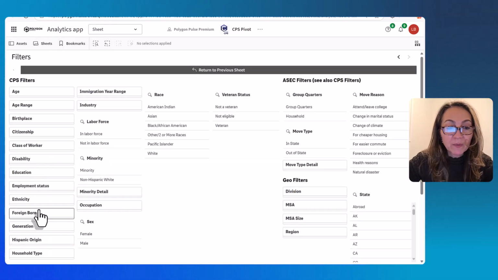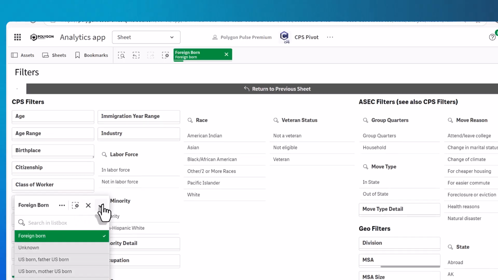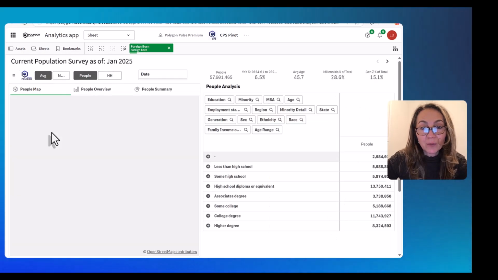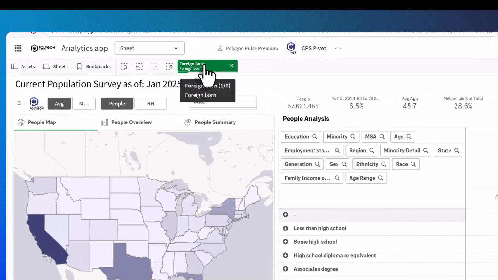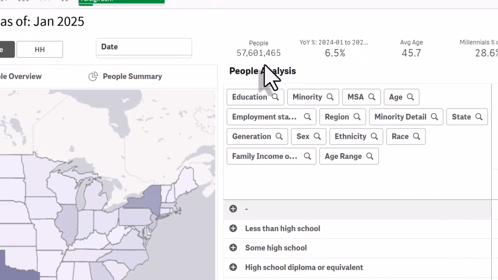CPS Pivot is built on the microdata model so that you can apply any filter in any combination. But let's begin with foreign-born. So now we are looking at the entire US population of immigrants, foreign-born. And according to our analysis, 57.6 million people were foreign-born as of January 2025.